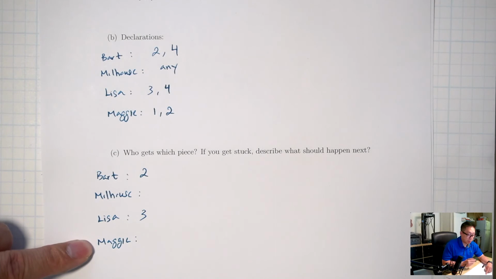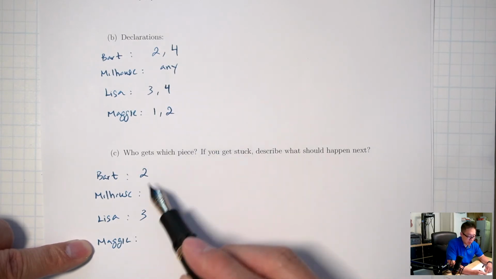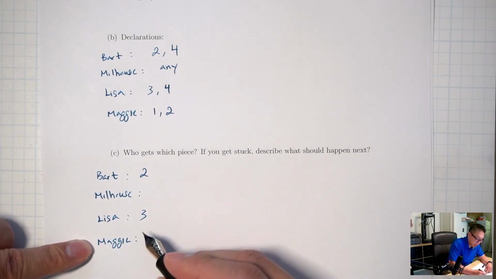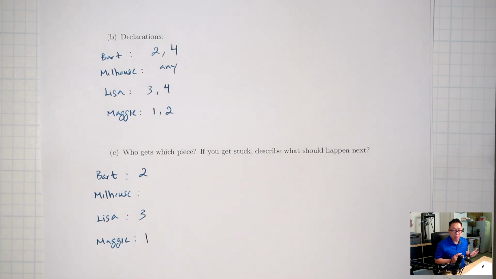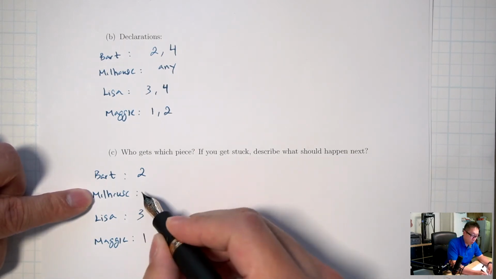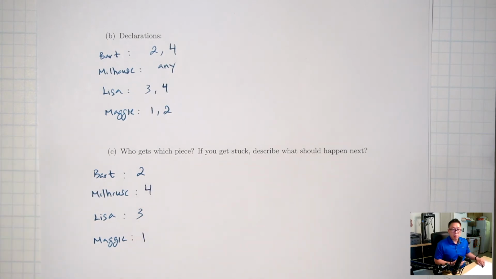Maggie. Maggie would accept piece 1, piece 2. Which one should we give Maggie? We can't give her 2 because we already gave 2 to Bart, which means we can only give her 1. So we have to give her 1. And then Milhouse is going to get whatever's left. So what's left? 4. 4's left. Okay, and that's an answer.